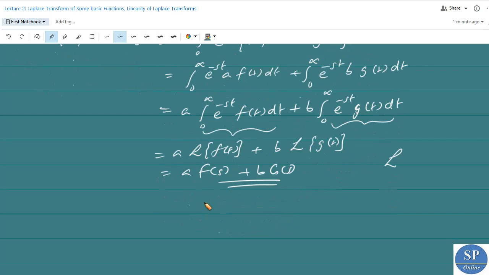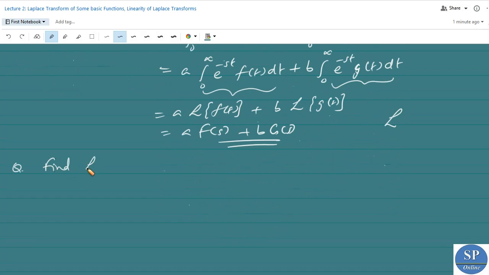Okay. For example, find the Laplace transform of 1 plus 2t plus sine 3t. Okay. So how can we find the Laplace transform of this? This is actually the combination of three functions, 1, 2t and sine 3t. So by linearity property, we have this is equal to L of 1 plus L of 2t, that is 2t can be written as 2 into L of t, plus L of sine 3t.